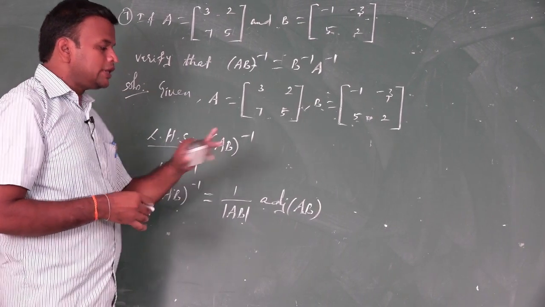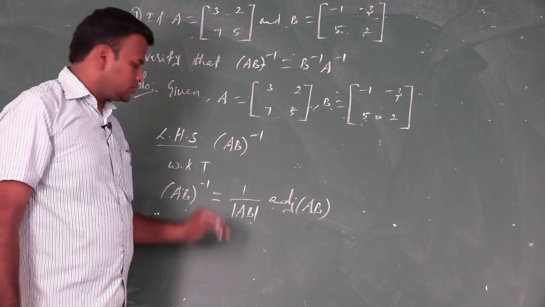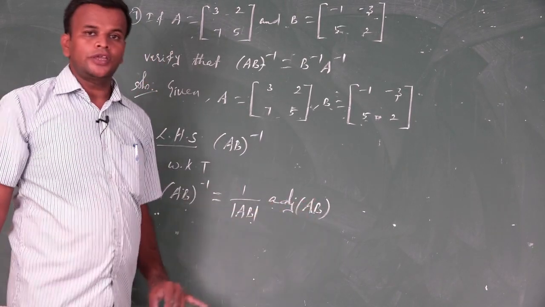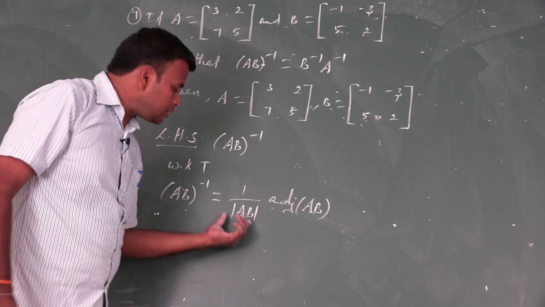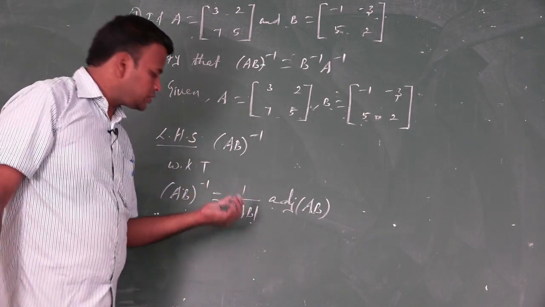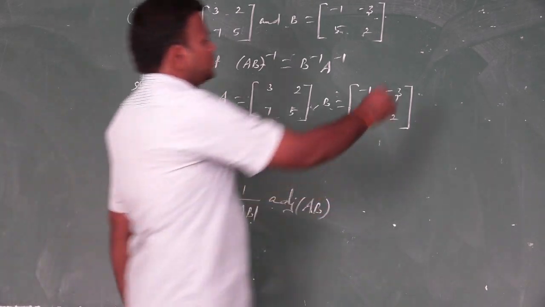We find how many terms are in AB the whole inverse. So we first find 1 by determinant AB and adjoint of AB. If we need the determinant of AB, first we find AB. So the first step is to multiply the matrices A and B.